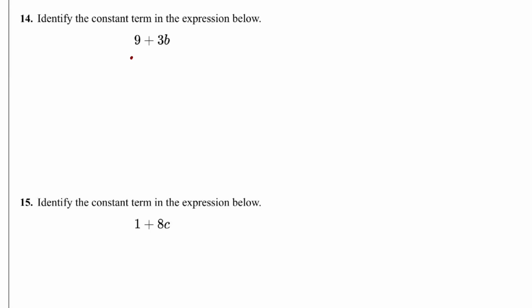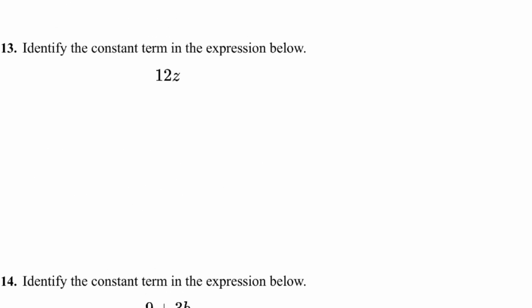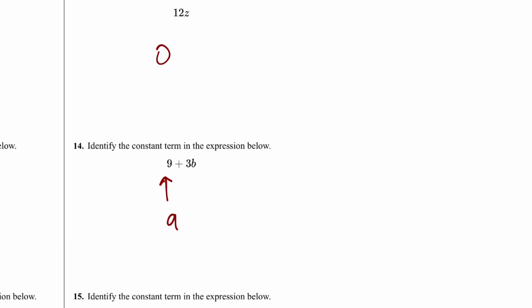Finally, identifying the constant. That's the number all by itself, not attached to a letter. There's the 9. Here it's a 1. And if there's not a constant, then the constant would be 0, because 12 is the coefficient there.